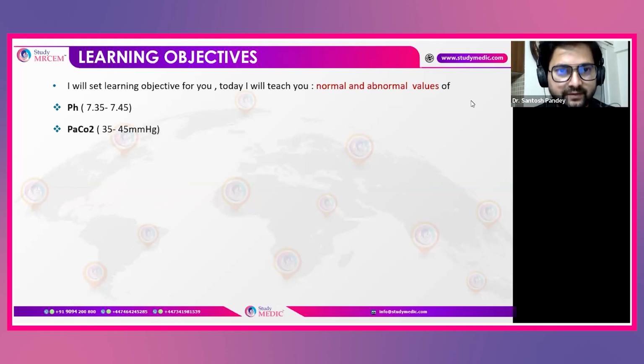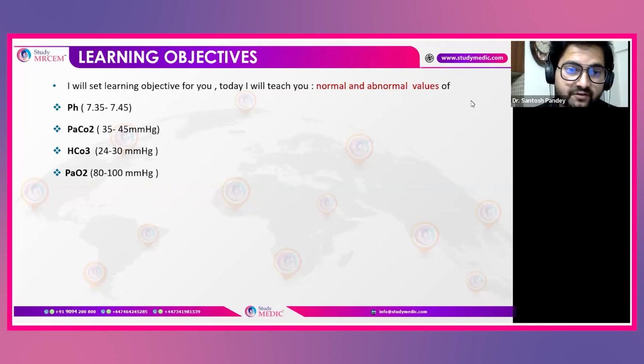Then you talk about PaCO2. Tell him the normal value is 35 to 45 mmHg. If it is less than 35, it is respiratory alkalosis. If it is more than 45, it is respiratory acidosis. Then you talk about bicarbonate. Tell him the normal value is 24 to 30 mmol/L. If it is less than 24, it is metabolic acidosis, and if it is more than 30, it is metabolic alkalosis. And then PaO2, normal 80 to 100 mmHg. If it is less than 80, it is hypoxia. If it is less than 50, it is respiratory failure.